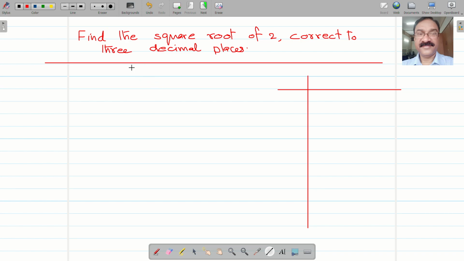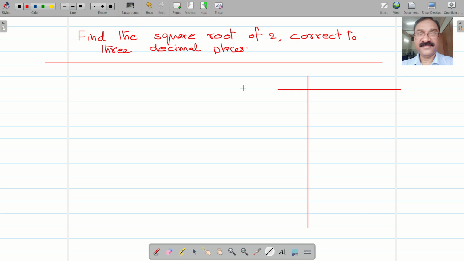Find the square root of 2 correct to 3 decimal places. Correct to 3 decimal places, not up to 3 decimal places. The number 2 is not a perfect square. Since we require the square root of 2 correct to 3 decimal places, we will find the square root up to 4 places.